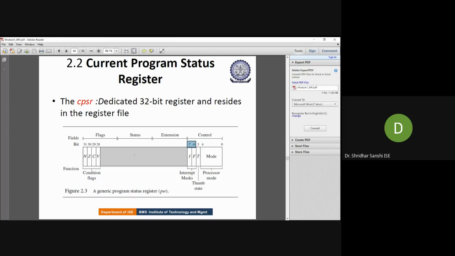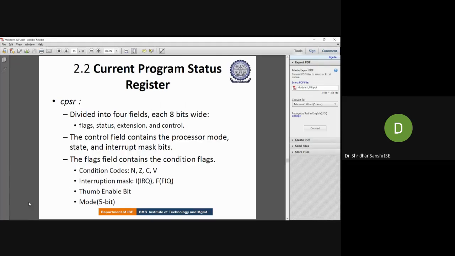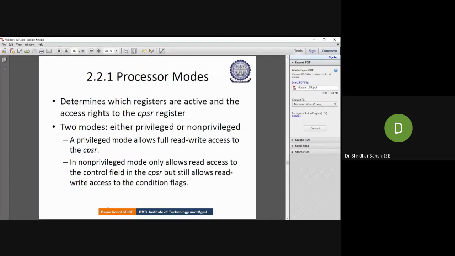And next we have flags. We have four conditional flags. If these conditional flags are set, then they have a specific meaning. We'll see what those meanings are. So this is the generic program status register. Yeah, this is what I told. Yesterday I think I also covered this.